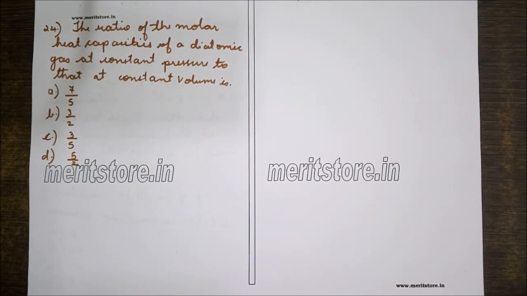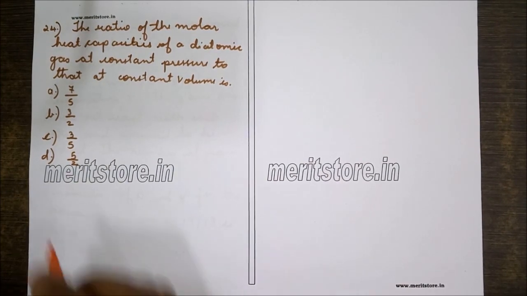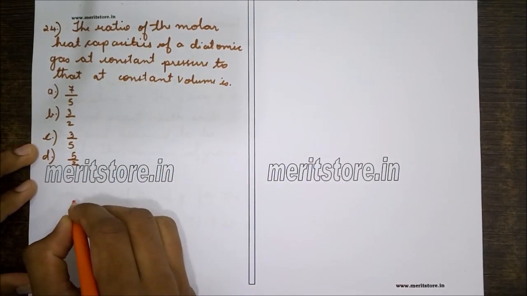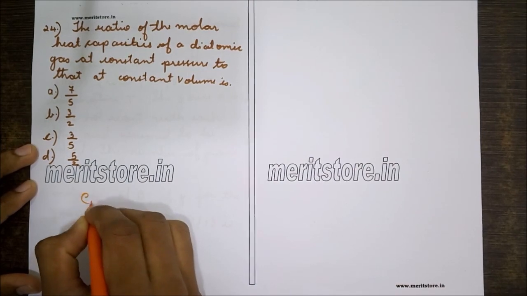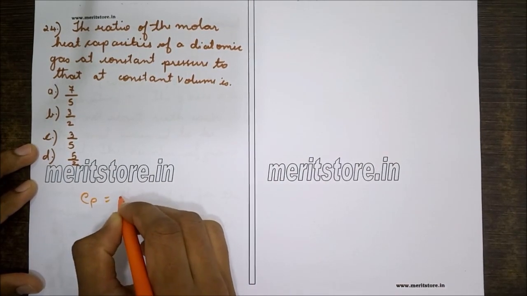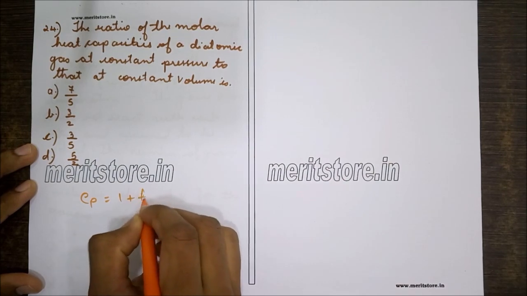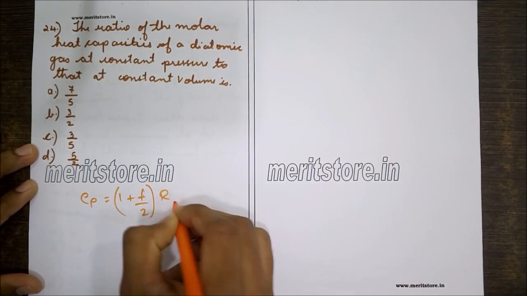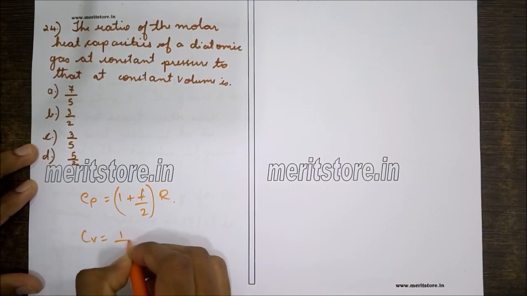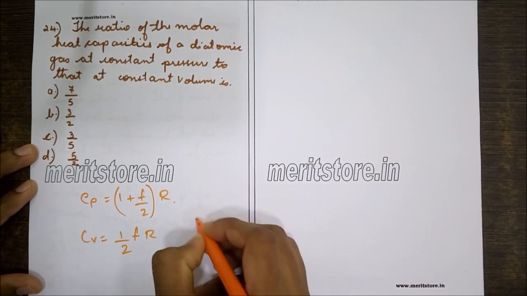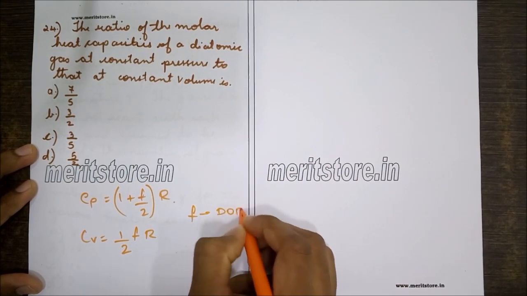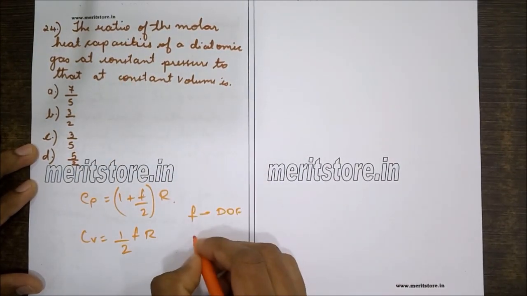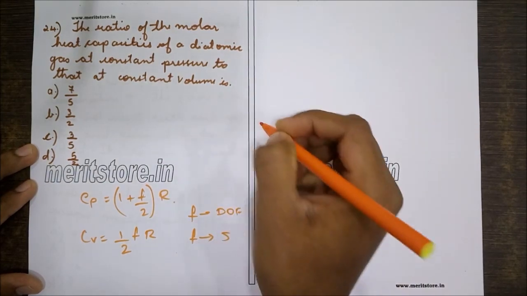The ratio of molar heat capacities of a diatomic gas at constant pressure to that at constant volume is, the options given are 7 by 5, 3 by 2, 3 by 5 and 5 by 2. So now the molar specific heat at constant pressure Cp, the general equation is 1 plus f upon 2 times R, and Cv is equal to 1 by 2 times f into R, where f is the degrees of freedom. Now for a diatomic gas, f is equal to 5 since there are 5 degrees of freedom.